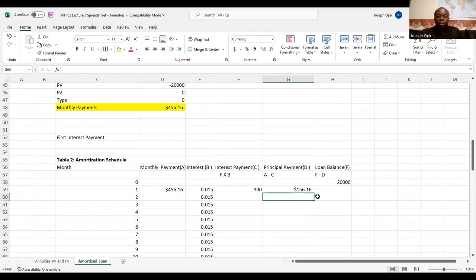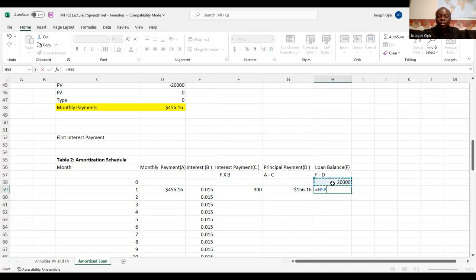So now the amount that you pay to the principal becomes: the loan balance of $20,000, okay, minus the amount that went to the principal, equals $19,843.84. That is what is left.